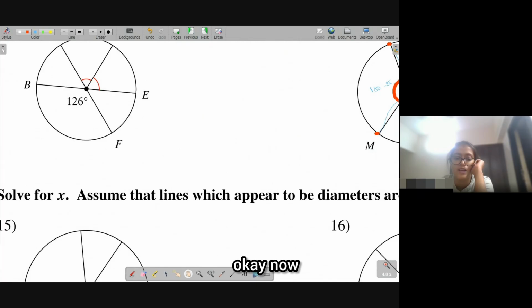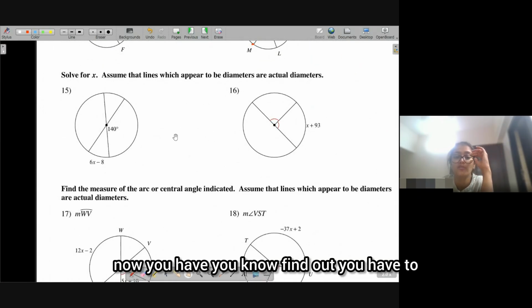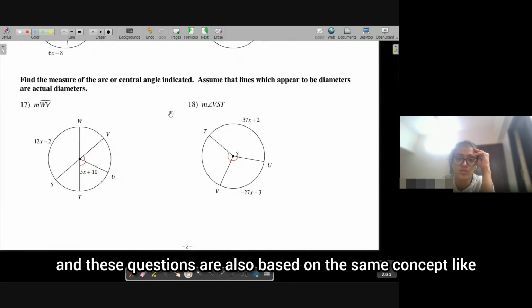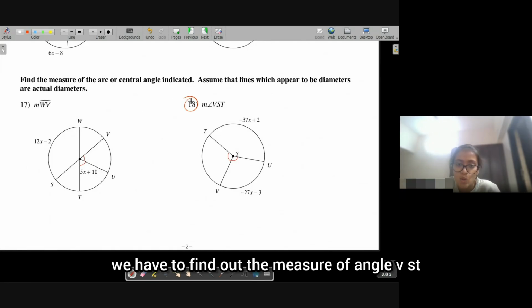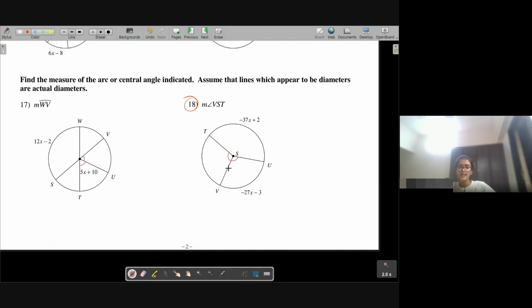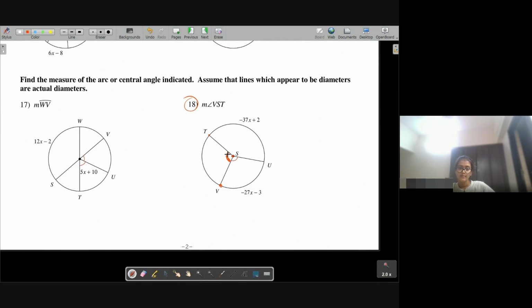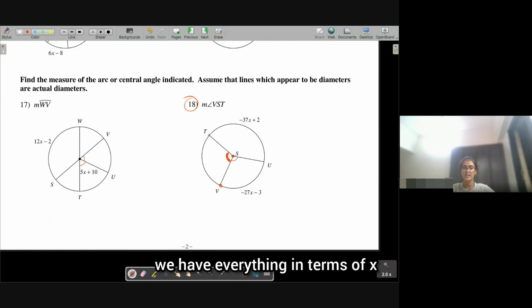Now you have to find out the value of x, and these questions are also based on the same concept. Let's take a difficult one, number 18. We have to find the measure of angle VST. That means we have to find this angle. But we don't know any actual degrees. We have everything in terms of x.